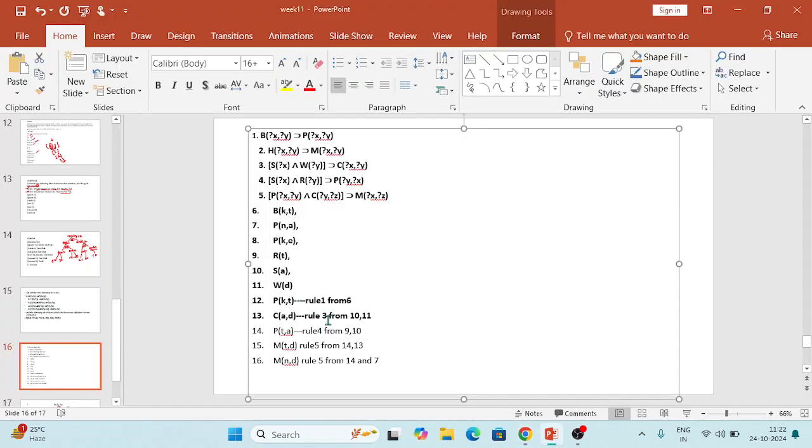We didn't apply rule 2 anywhere in solving, so we are not having h of x y. We are not having any facts here by using h of x y to apply rule 2. So these are the number of times we got: rule 1 is 1, rule 2 is 0, rule 3 is 1, rule 4 is 1, rule 5 is 2 times.